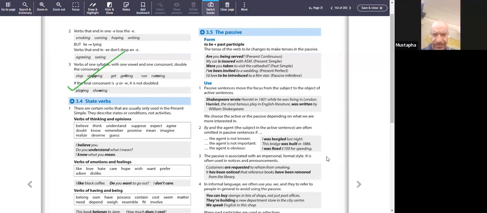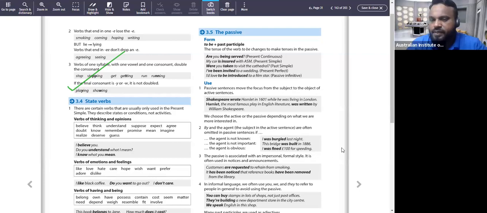Next one, I was fined £1,000 for speeding. Here the agent is obvious. I was fined £1,000 for speeding. So it doesn't matter who fined you. It could be the government, a policeman, or the RTO authority, but that's not important. The important thing is that I was fined.